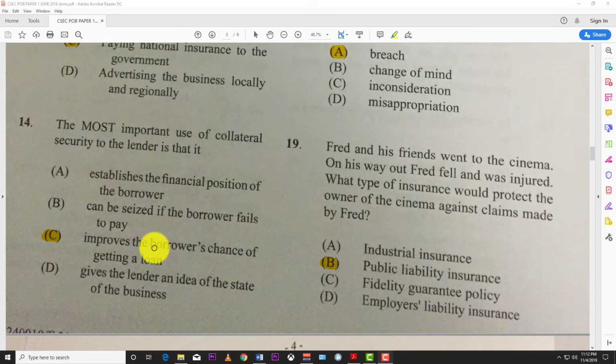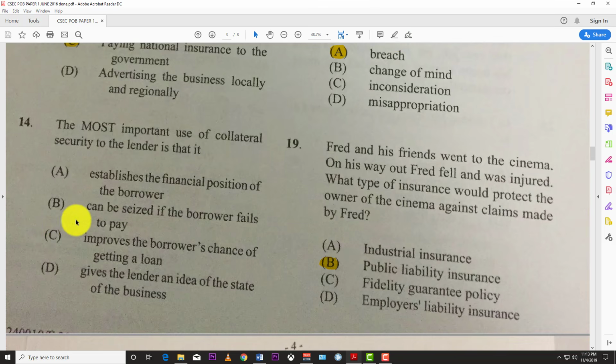Number 14, the most important use of collateral security to the lender is that it establishes the financial position of the borrower, can be seized if the borrower fails to pay, improves the borrower's chance of getting a loan, and gives the lender an idea of the business. They say most important to the lender. So the best answer here is B. Let me just correct this. All right, the best answer here is B.